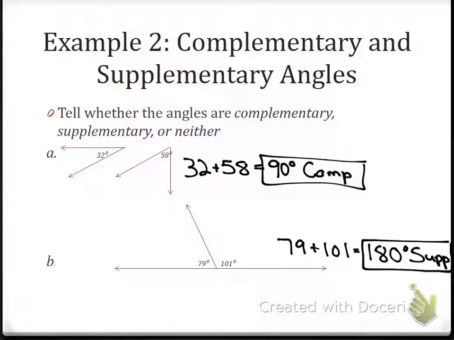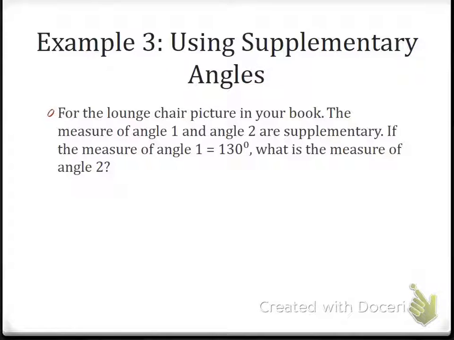All right, now, what if you had a problem like this? Okay, so you've got a lounge chair picture in your book. Everybody know what a lounge chair is? You know, you kind of lay out in the sun outside, by the pool. So if you know that they are supplementary, what's the total going to be? 180. And then you know the measure of one angle, and you're trying to solve for the other angle. You have to have a variable.